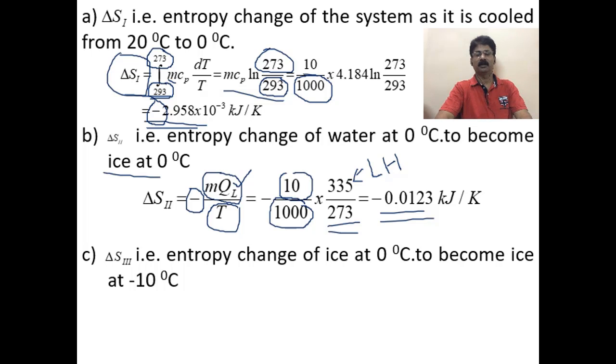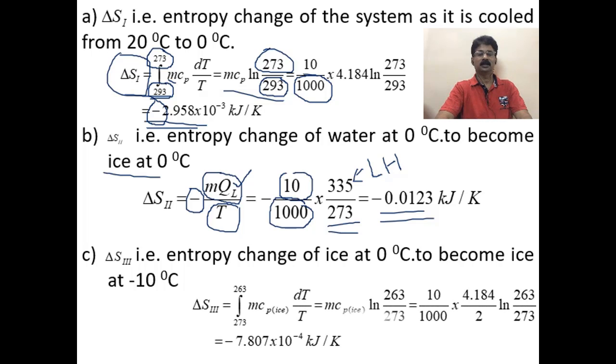And delta S3, that is the entropy change of ice at 0 to ice at minus 10. So delta S3 is MCP of ice, which you have to take. Here you took MCP of water, 4.184, in calculation number 1 or A. So here MCP ice, initially ice at 0, then ice at minus 10. Temperature is decreasing, so substitute, and I am sure that you will get a negative answer, because again the entropy is decreasing since temperature is decreasing.